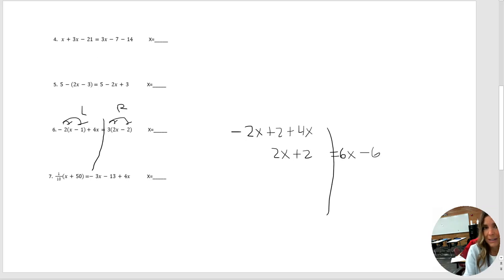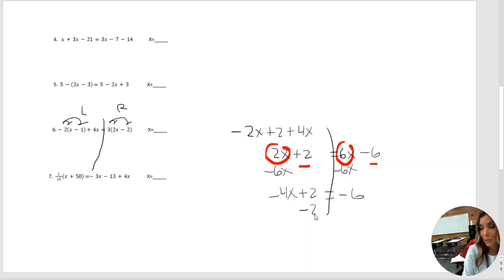Now, from there, I want to collect my variable terms on the left, my constants on the right. So I'm going to subtract 6x from both sides, which gives me negative 4x plus 2 equal to a negative 6. Then I'm going to subtract 2 from both sides.